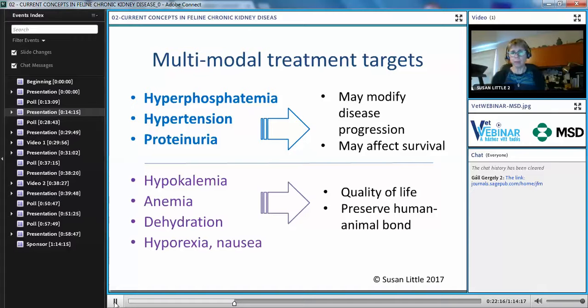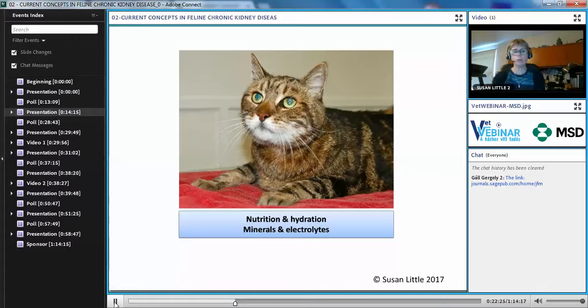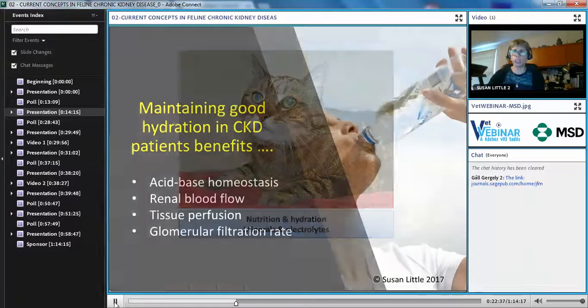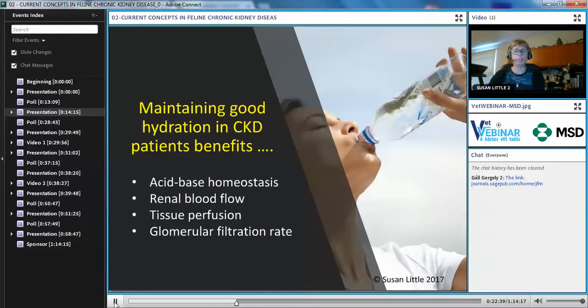We won't really have time to talk about anemia today, but that's also worth monitoring and intervening. We'll talk a little bit about dehydration, and we'll also talk about treating poor appetite and treating nausea in these patients. So we'll start first by talking about the hydration, the nutrition, the electrolytes, those things, because they all kind of go together as we're talking about them in terms of treatment targets.